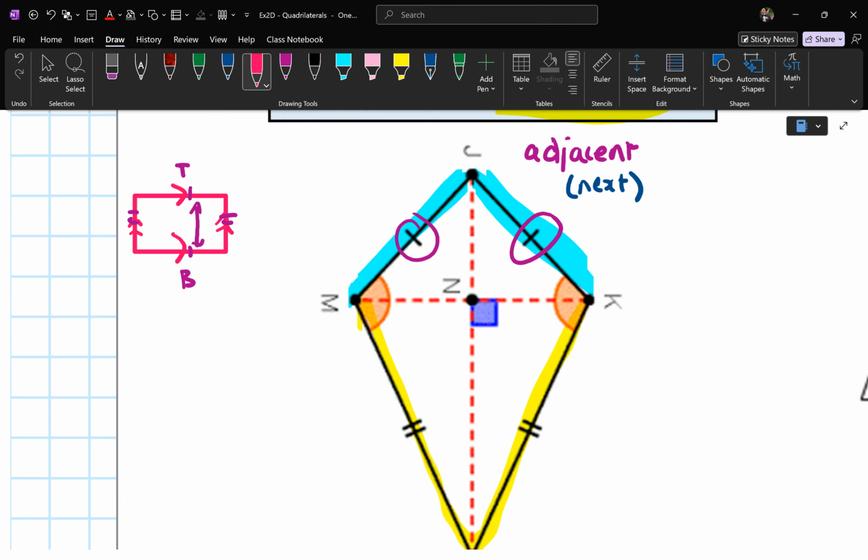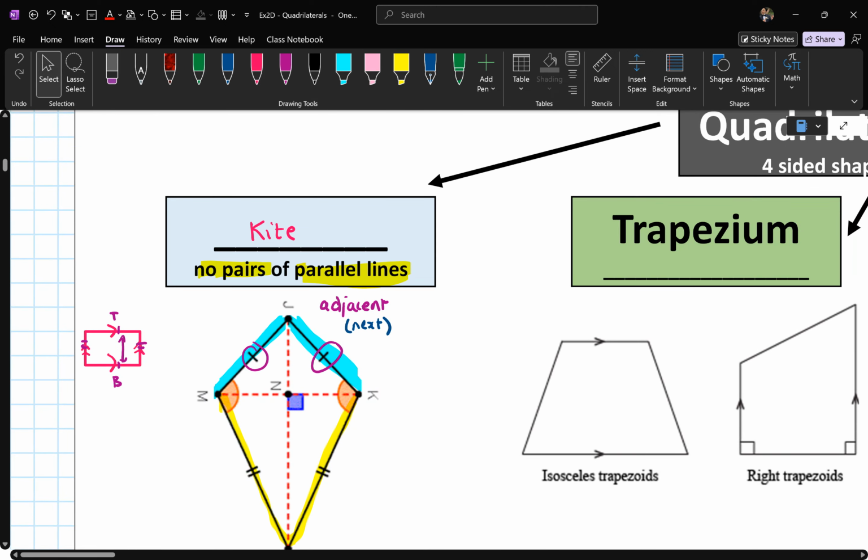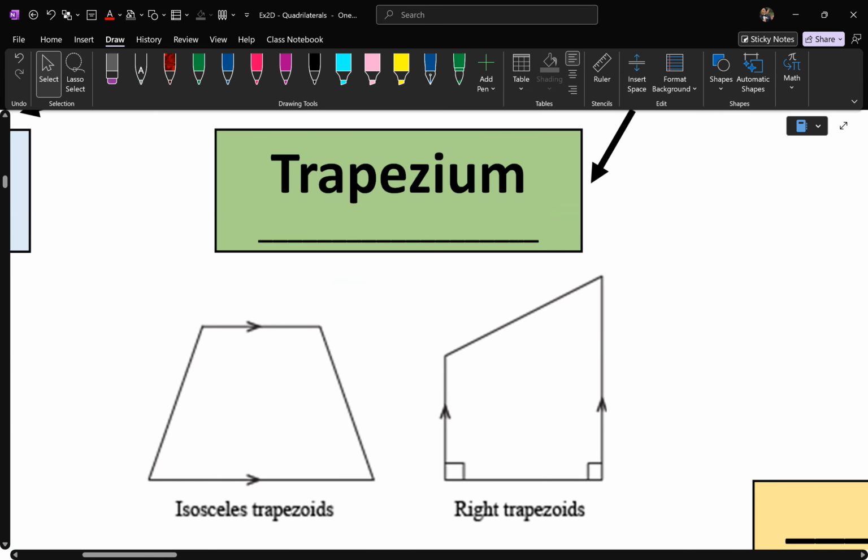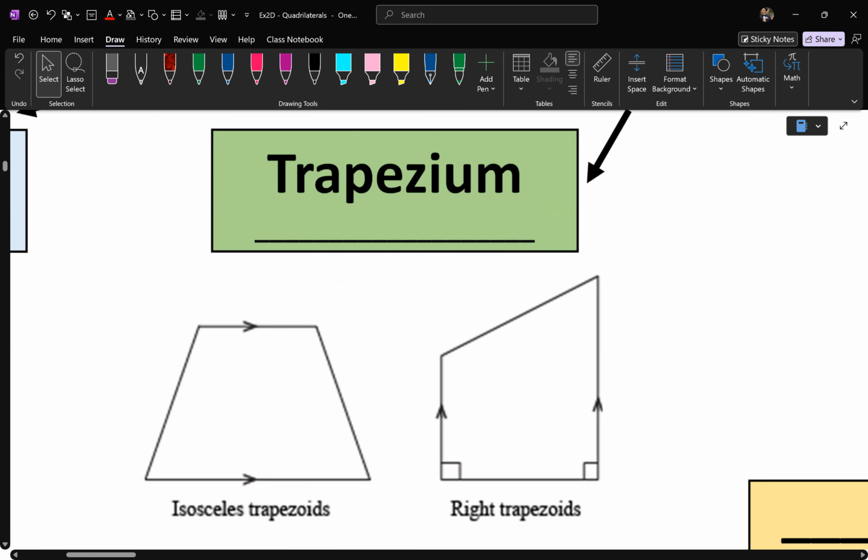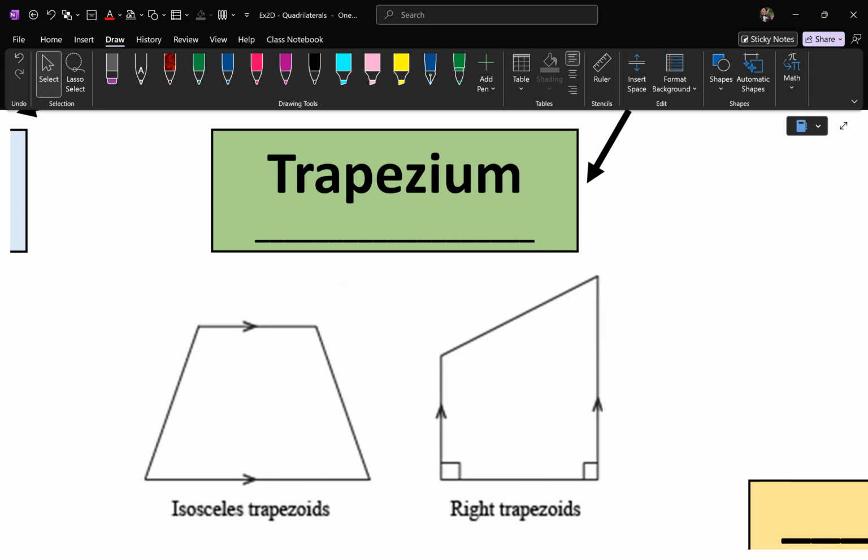So that's a kite. Let's have a look at another type of shape that you need to know, a trapezium. Now, a trapezium, the 2 there, they look slightly different, but they both have something similar. And the property that I want you to write down is they both have only 1 pair of parallel lines.